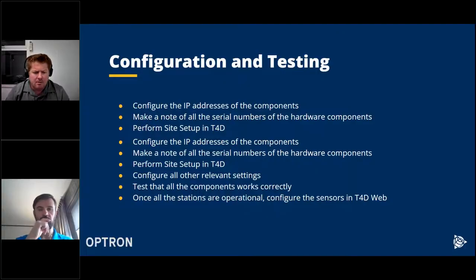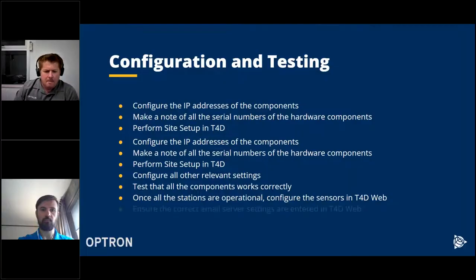Because sometimes you will find that you will have orientation errors, and those orientation errors will cause spikes in your sensor data. So we first sort out all of the errors that we have there, so that we can have quite stable data. And once we know it's stable, then we configure the stations or the sensors in T4D web.